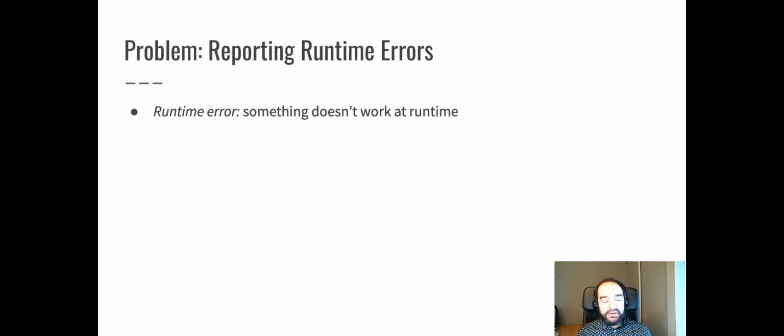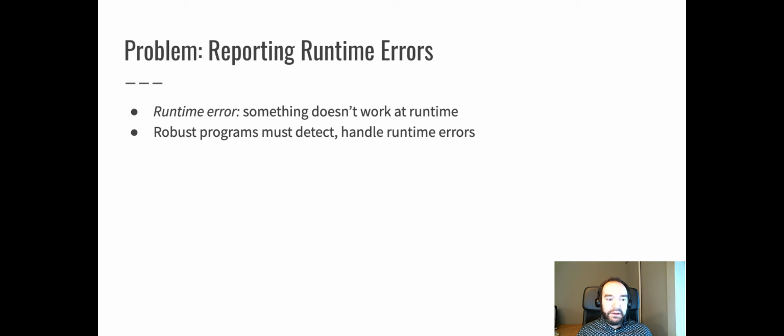A runtime error happens after you've compiled the program and run it, and it encounters some situation it can't deal with while running. Robust programs have to detect and handle runtime errors.